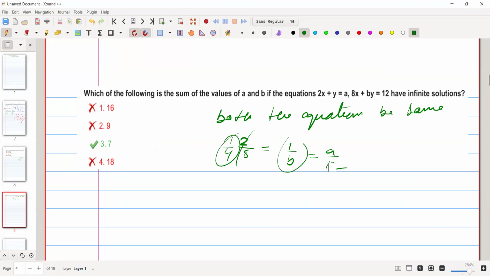So this must be 1 by 4, this must be 1 by 4, and for that the value of a will be 3 and the value of b will be 4. Now what was the question? The question was the sum of these two values, that is 3 plus 4, which is 7. So here 7 is the answer. Clear? Okay.